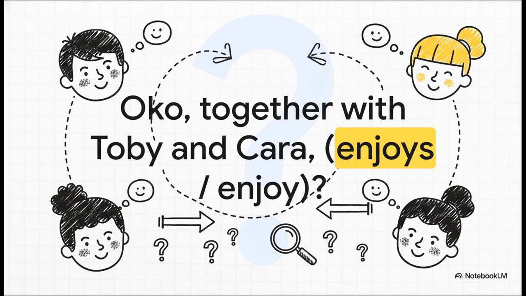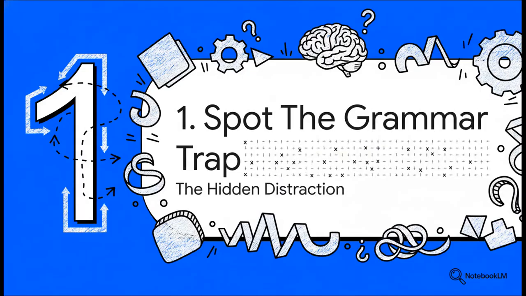Take a look at this sentence. Is it enjoys or enjoy? Now, your brain probably sees three names, Oko, Toby, and Kara, and immediately wants to jump to the plural, enjoy. It makes sense, but it's not quite that simple. So what's going on here? What's causing all that confusion?